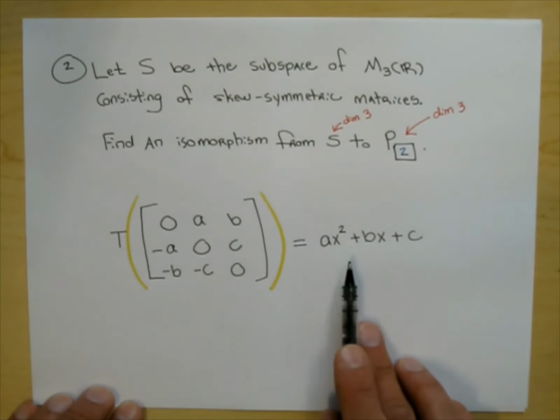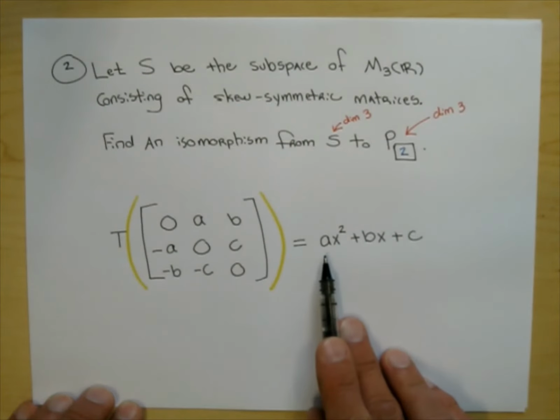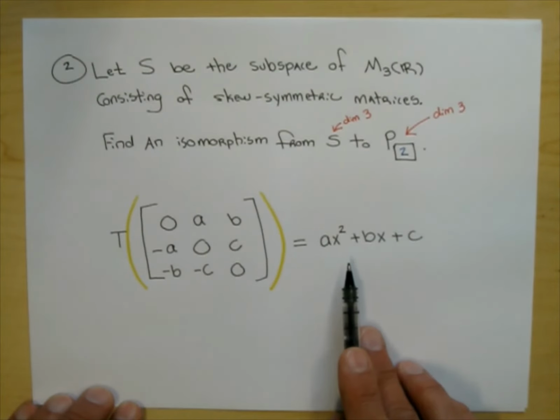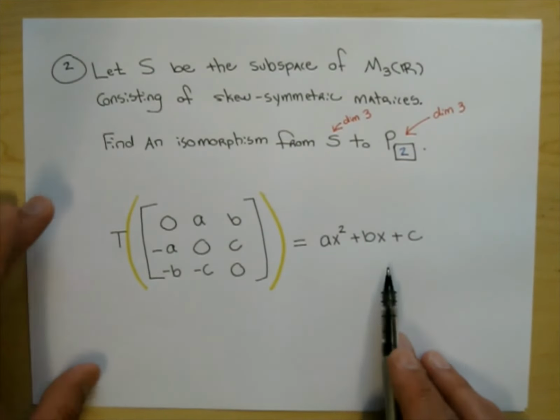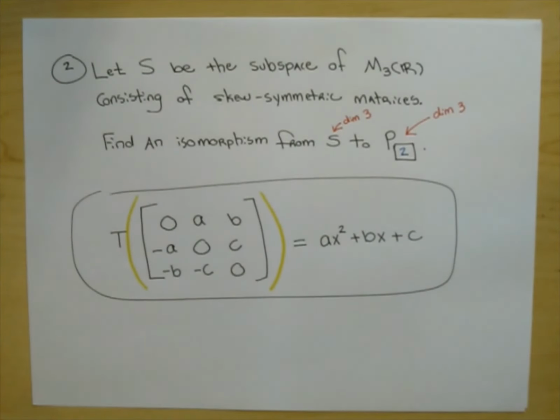Now, are there other isomorphisms? Yeah, we could have said A plus BX plus CX squared. We could have even gone all crazy and said the coefficient here would be like A plus B minus 7C, and the coefficient here would be A minus B plus 20C. And, you know, you could do that, but then you would really want to verify that it was one-to-one and onto.